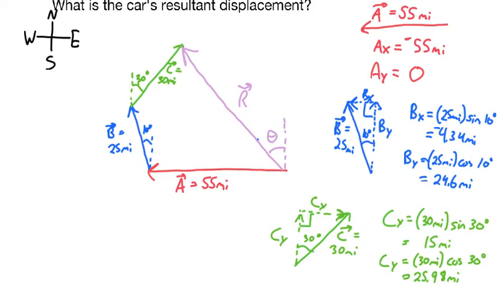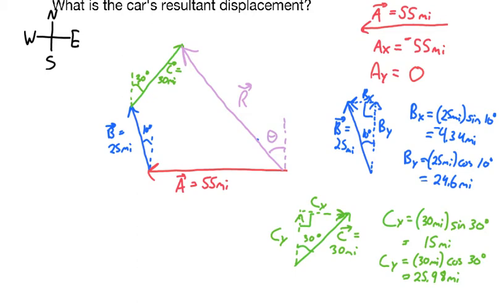The y is pointing upwards, so that'll be a positive. The x is pointing to the right, so that's a positive as well. Next step, I need to figure out overall how far do we go in the x direction, and overall how far do we go in the y direction, and then I can go about solving for that r vector.